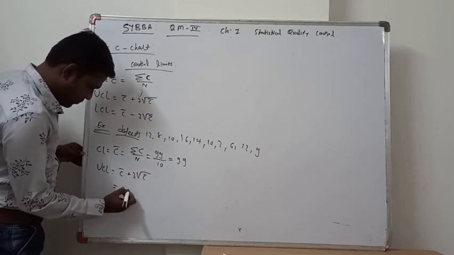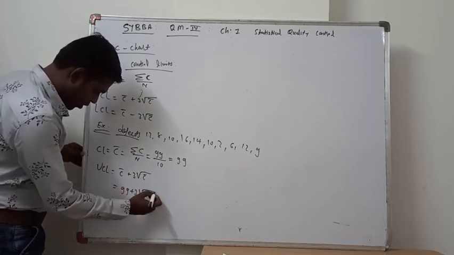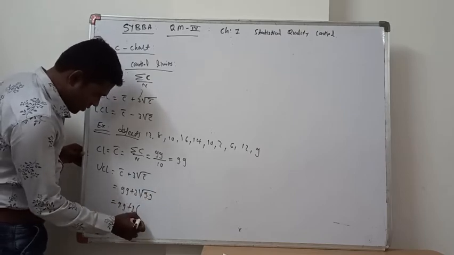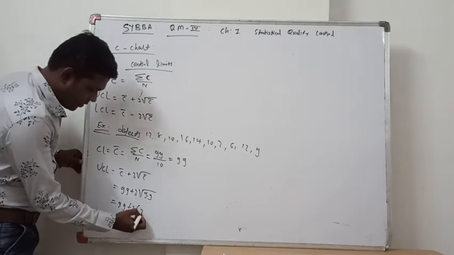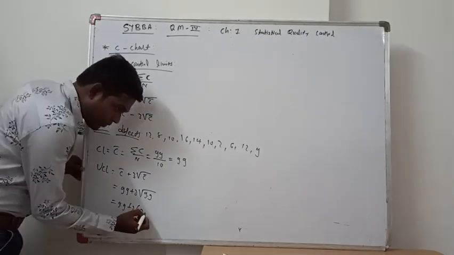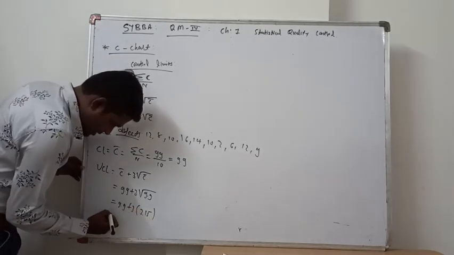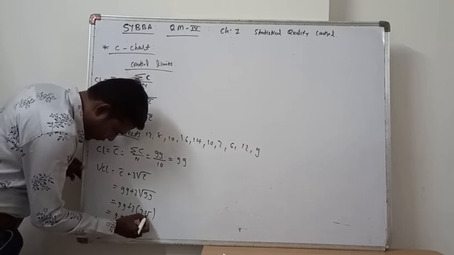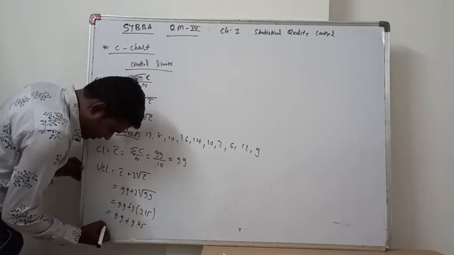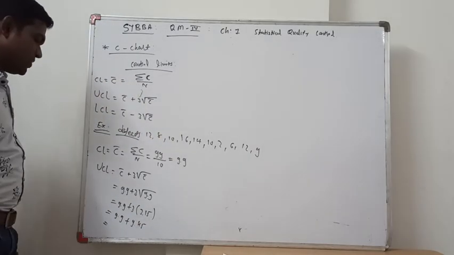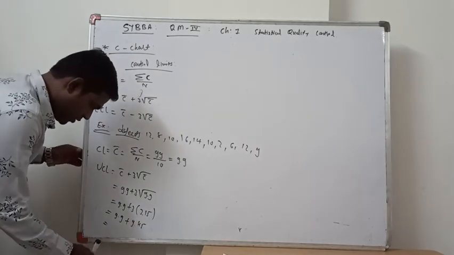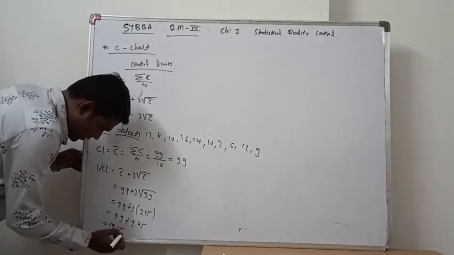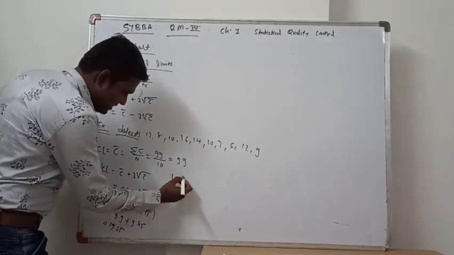Next we find UCL, that is C bar plus 3 square root of C bar. Now C bar is 9.9 plus 3 square root of 9.9. The square root of 9.9 is 3.15. Now 3 times 3.15 is 9.45. Then our answer for UCL is 19.35.